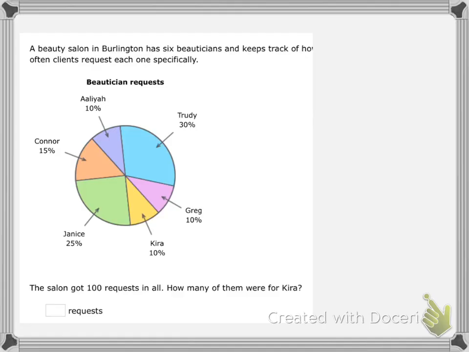All right, next question here. Instead of having fractions as the numbers that represent each of these slices, we have percents here in this case. So let's see what this question is about. A beauty salon in Burlington has 6 beauticians that keep track of how often clients request each one specifically. So if the salon gets 100 requests in all, how many of them were for Kira? So we're going to take 10% of the 100 requests, and that's really 1/10 times 100. We end up with 10. So 10 requests are for Kira.